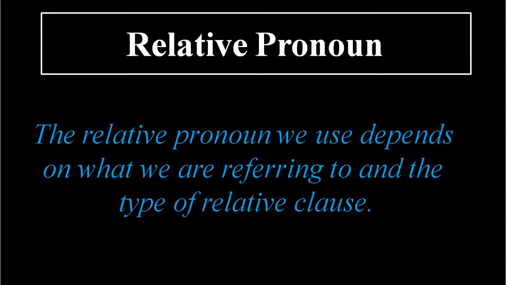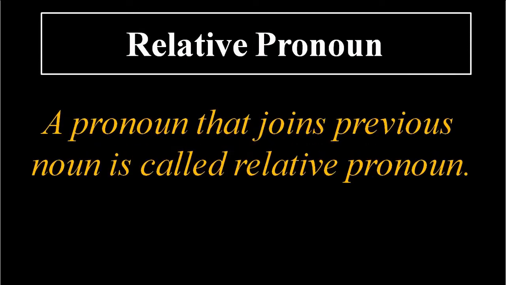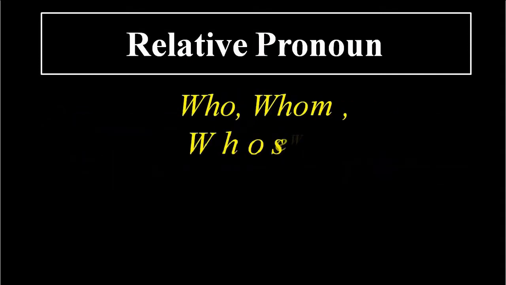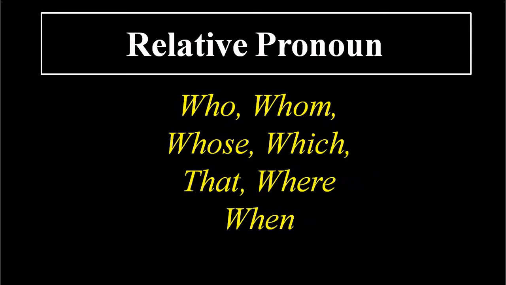As per dictionary, the relative pronouns we use depend on what we are referring to and the type of relative clause. But in short, in general terminology, a pronoun that joins a previous noun is called a relative pronoun. So when there is a noun plus one pronoun and together they make one sentence, that is called a relative pronoun. What are the relative pronouns? Who, whom, whose, which, that, where, when.